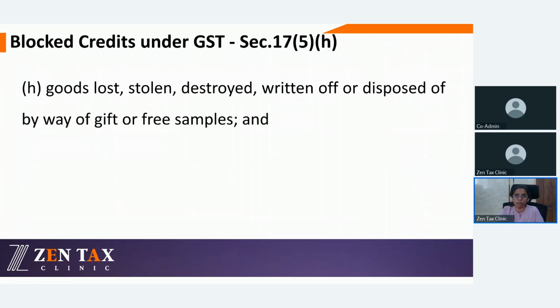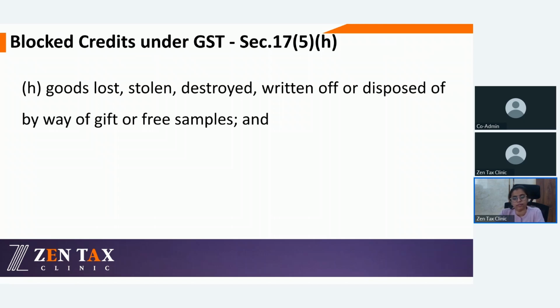So going forward, this 17(5)(h) talks about the goods that is if it is lost or if it is stolen or if it's destroyed or if it's written off or disposed of by way of any gifts or free samples. So the section clearly tells about this. So if it's any goods, as we all know, if there is any fire accident or if it is destroyed or if you are giving away any of the goods as a gift or a free sample, straight away it is covered under the 17(5)(h) and it is completely blocked.